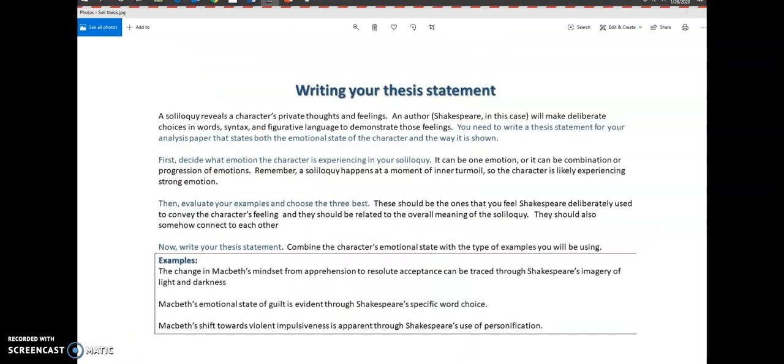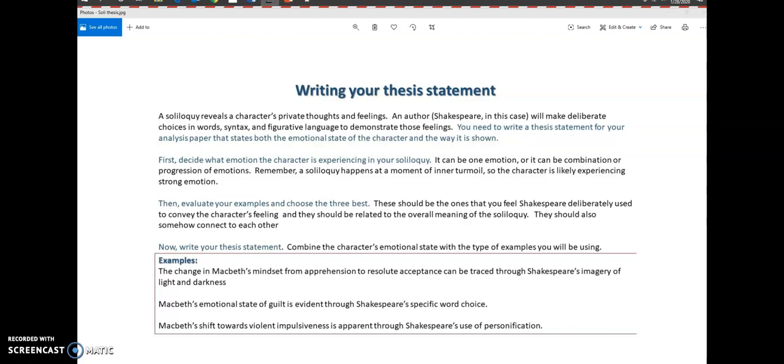I'll have this posted elsewhere, but this is how you write your thesis statement. You take a combination of what the character is experiencing, the emotion that the character is experiencing, and then you combine it with the way that Shakespeare demonstrates it. So maybe it's through 3 different examples of figurative language. Maybe it's through 3 particular examples of specific word choice.